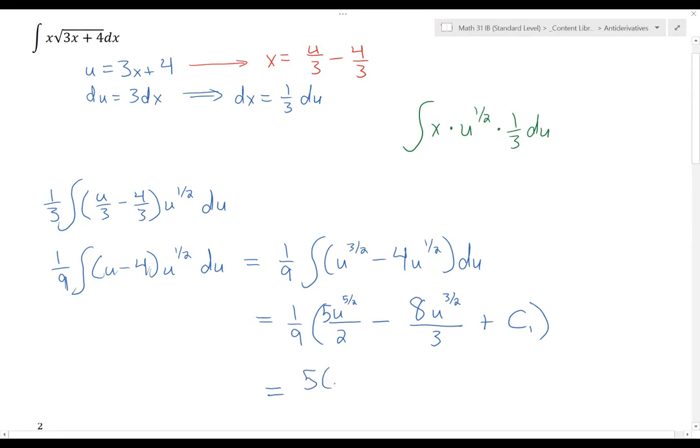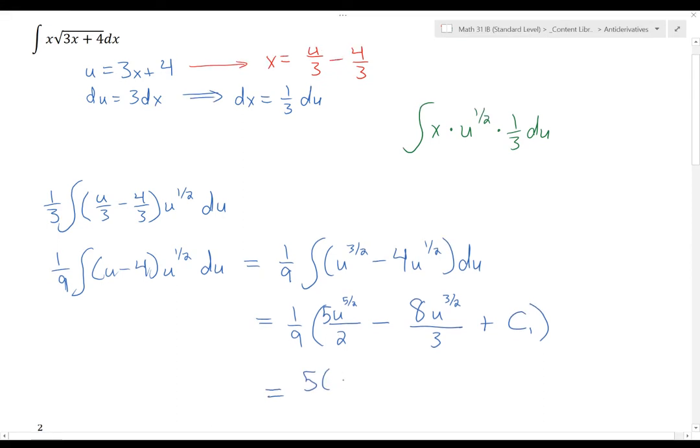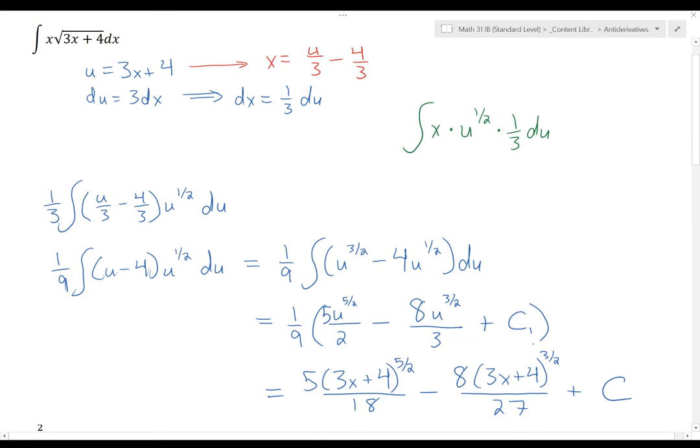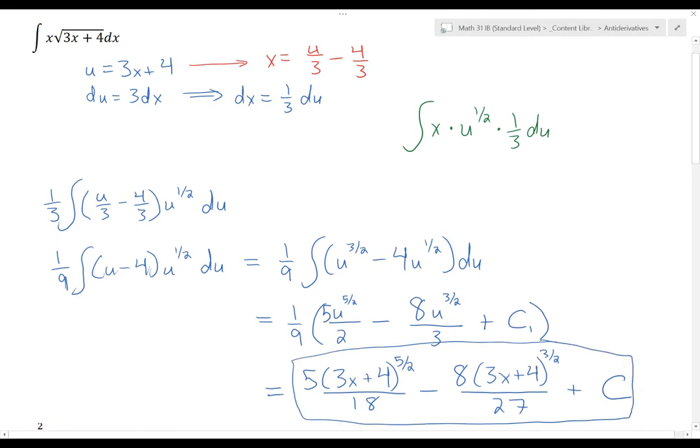Distributing out, so I'm going to distribute the 1/9 back through, and I'm going to replace u with 3x plus 4 again. So I have 5 times (3x plus 4) to the power of 5 over 2, all over 18, minus 8 times (3x plus 4) to the power of 3 over 2, all over 27. And I'm just going to say plus C now. This is a new constant. I took the original constant and multiplied it by 1/9, but it's still just a constant. So I don't have to write C over 9. I can just write C.